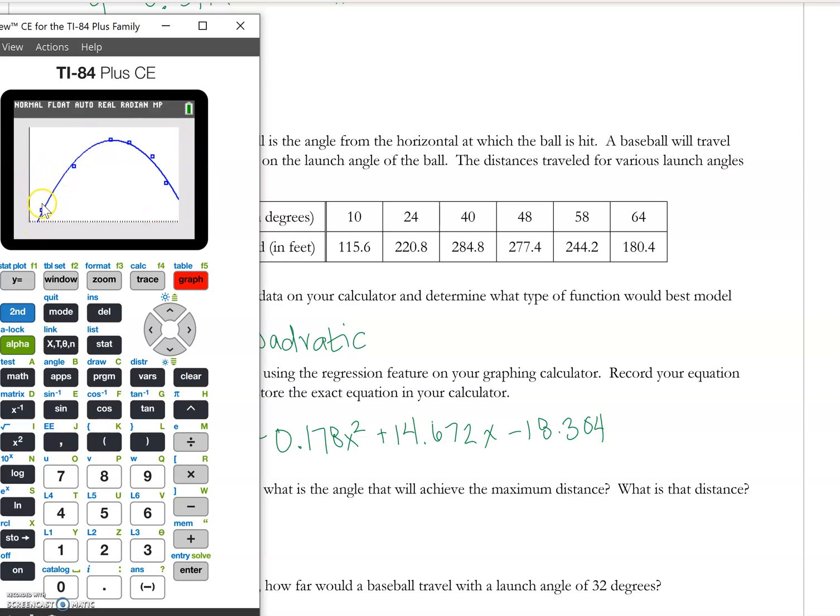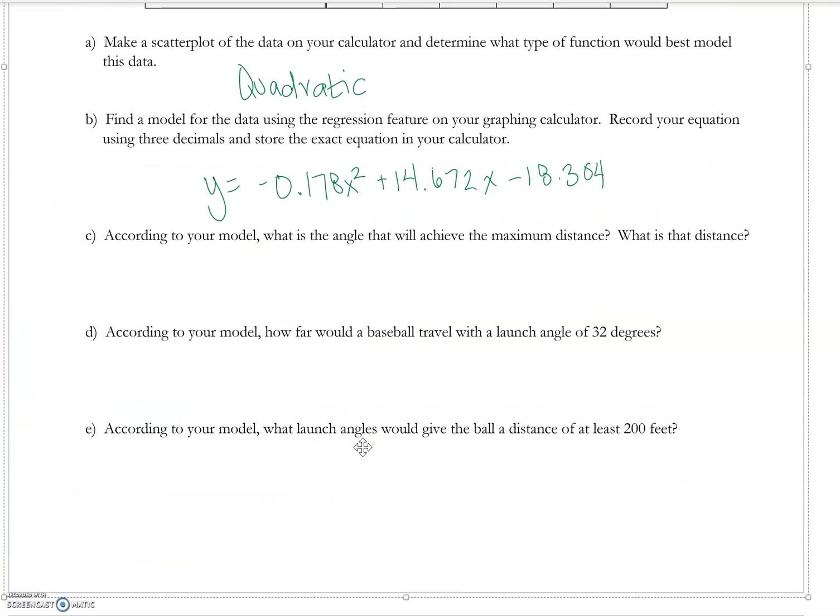Now, again, like I said, it's not perfectly quadratic. It doesn't hit all of these points exactly, but it's pretty close. So we're now going to use this quadratic function to answer the rest of our questions. So part C says, according to your model, what is the angle that will achieve the maximum distance? And then what is that distance?